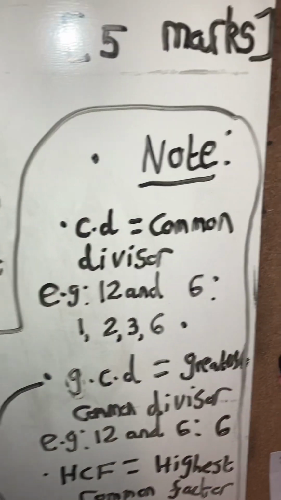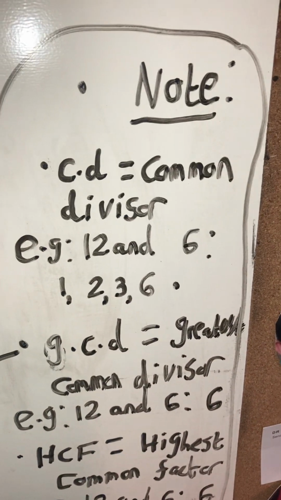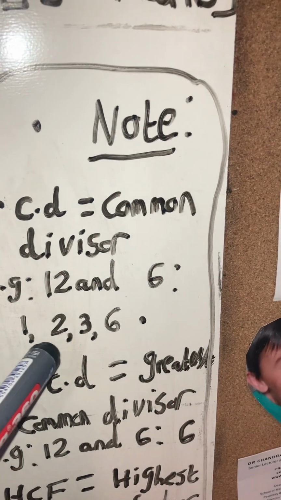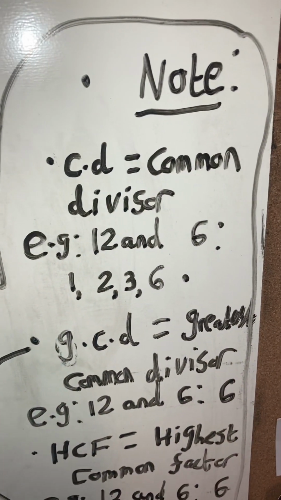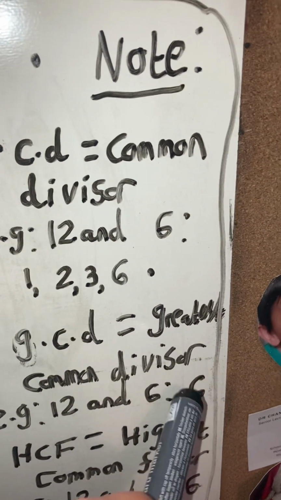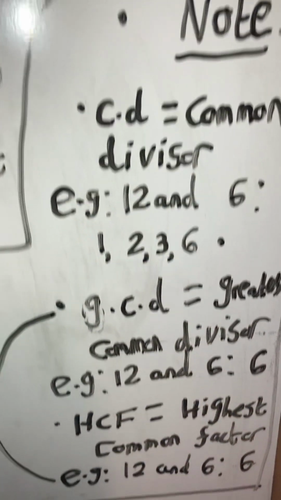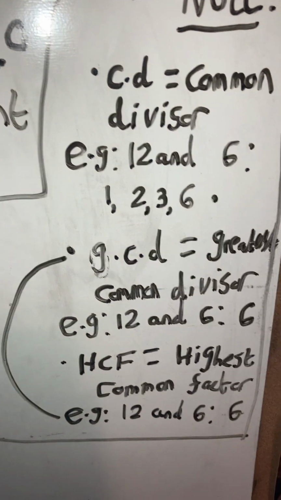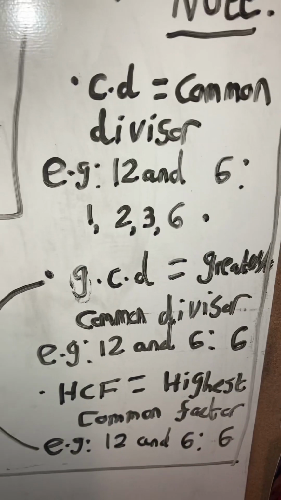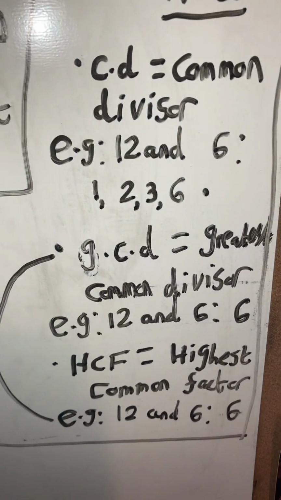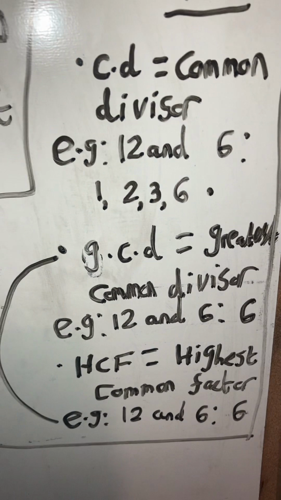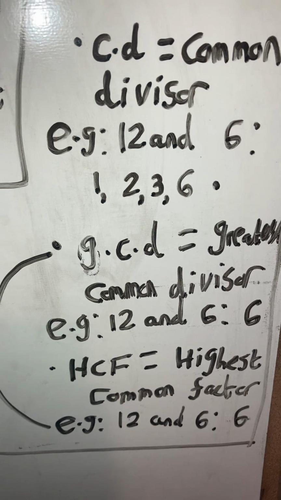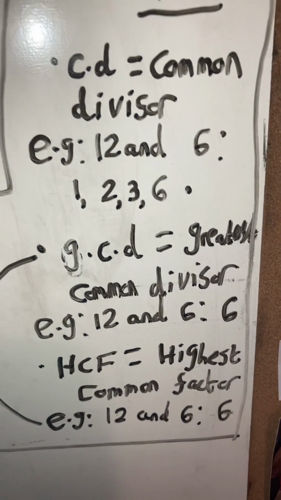The greatest common divisor is the largest number that can divide two numbers. So for 12 and 6, we've listed all the numbers, and the greatest common divisor of 12 and 6 is of course 6. The greatest common divisor also has another abbreviation, HCF, the highest common factor. It's the same thing, the largest number that divides two numbers. So the highest common factor of 12 and 6 is 6.